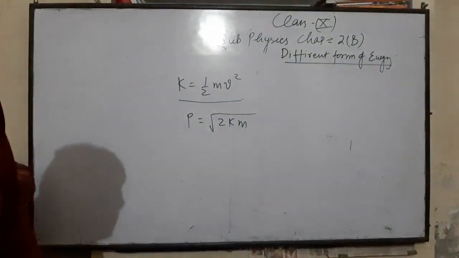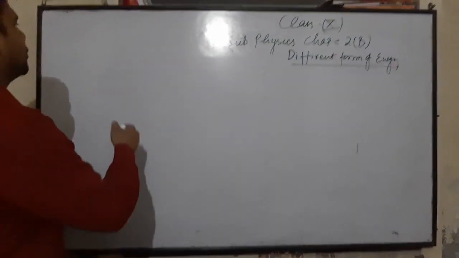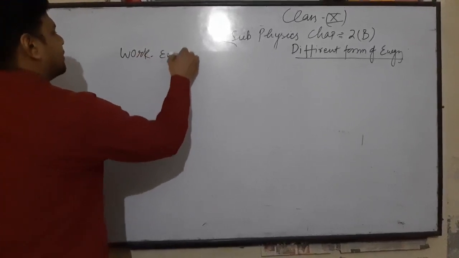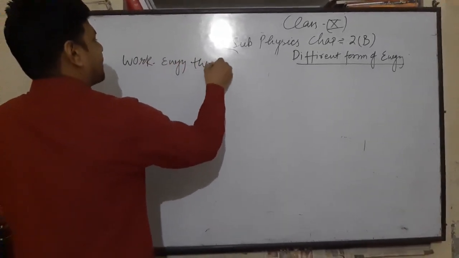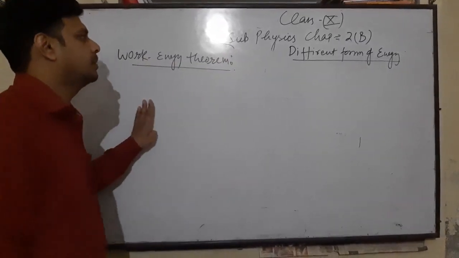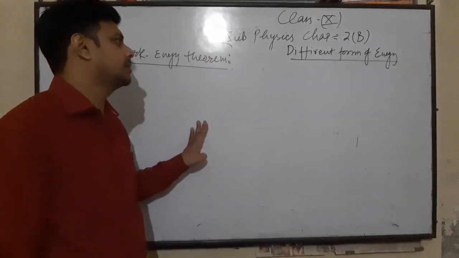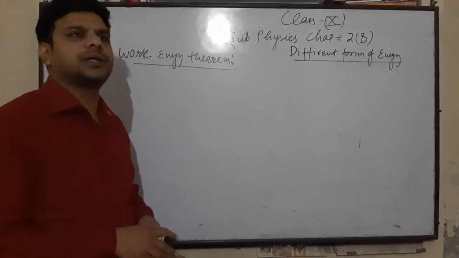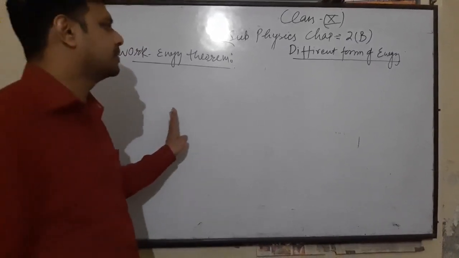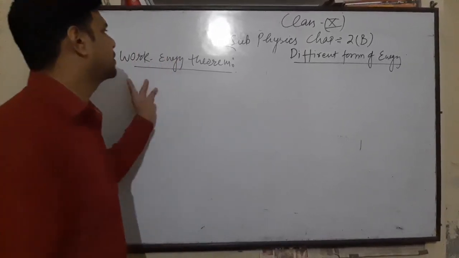Today I will explain the work energy theorem. It is a very useful theorem for finding the stopping force or stopping distance. Consider an object moving in a straight line, and if we want to calculate the stopping distance or the stopping force, we can use this theorem.